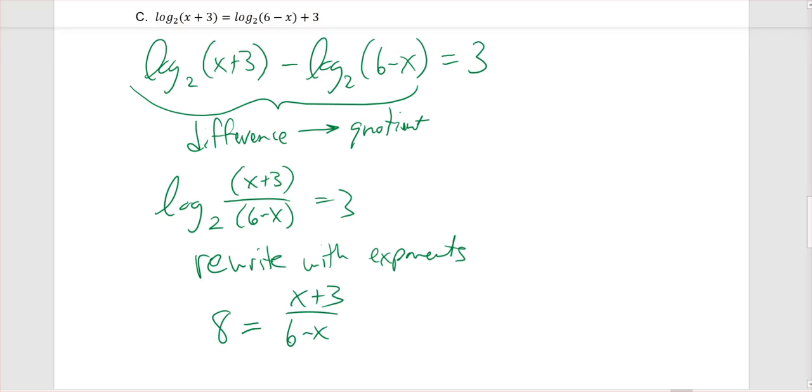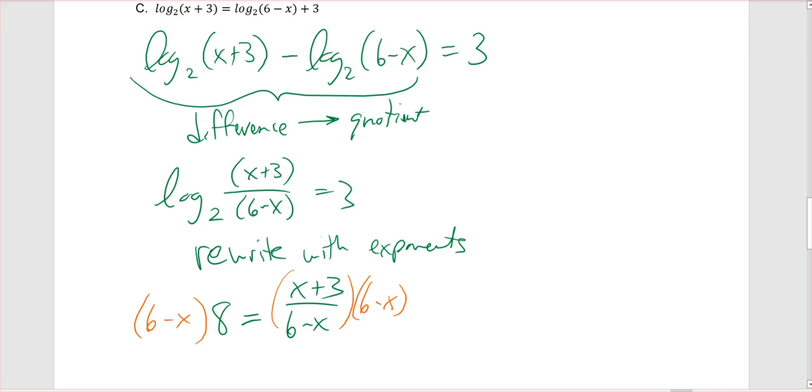So as long as x is not 6, it is a legal move to multiply everything by 6 minus x. And so we do that. This is our general strategy with rational functions, right? We want to get rid of the fractions first and foremost. So now what? We've got that on the right-hand side. Those guys cancel out. I just have x plus 3 left over.